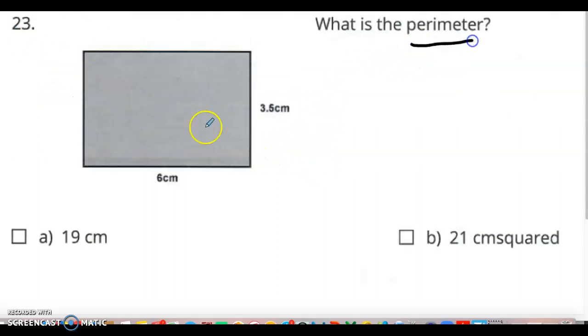Okay, perimeter is the distance all around it. So you're going to have to add, opposite sides are equal, so you're going to have to add all these sides using a calculator. If you weren't using a calculator, you would make sure you lined up your decimal point. This would be 6.0 plus 6.0 plus 3.5 plus 3.5. But on your calculator, you just need to type in 6 plus 6 plus 3.5 plus 3.5.